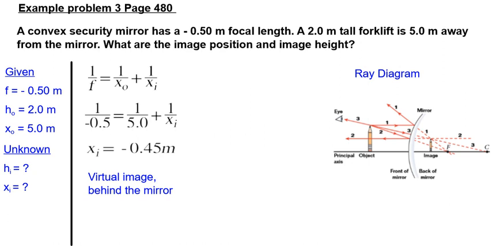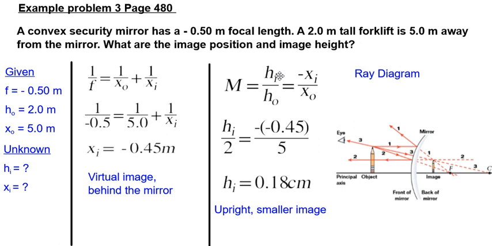What about the height? Let's use the magnification equation, and we are going to take this part only: hi over ho equals negative xi over xo. Hi, which is an unknown, over ho, 2 meters, equals negative xi, which is negative 0.45. I know negative times negative is positive, divided by xo, which is 5 meters. Cross multiplication, hi equals 0.18 meters, which means it's upright and smaller than the object. Upright because it's positive, and smaller than the object because the ratio is less than 1.